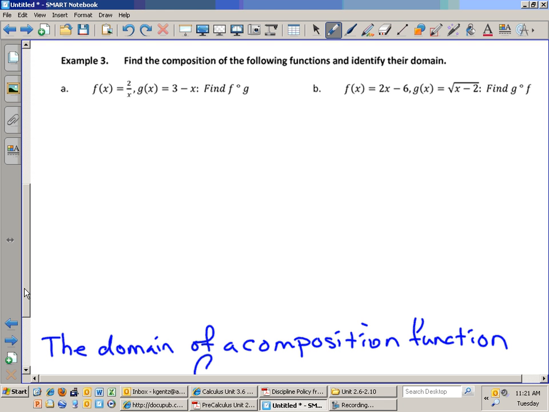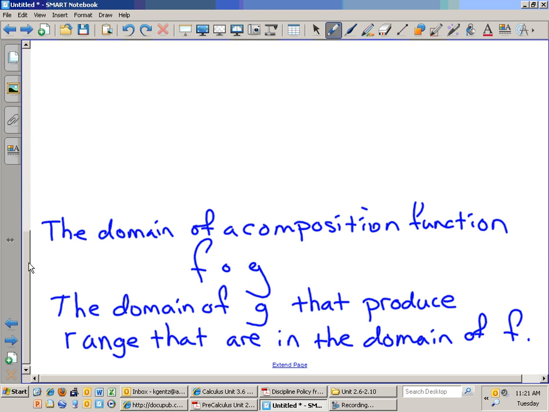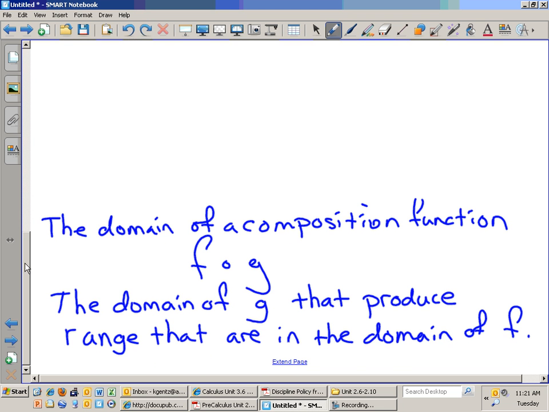Okay, one last piece before we get to your assignment, and that's in regard to the domain of the functions. The domain of adding, subtracting, multiplying, and dividing is simply the intersection of the two sets. The domain of a composition function is as follows. You guys are going to want to write that down. I was looking for a really good definition. I didn't find one, so I made up my own, and I like it better than the ones I read.